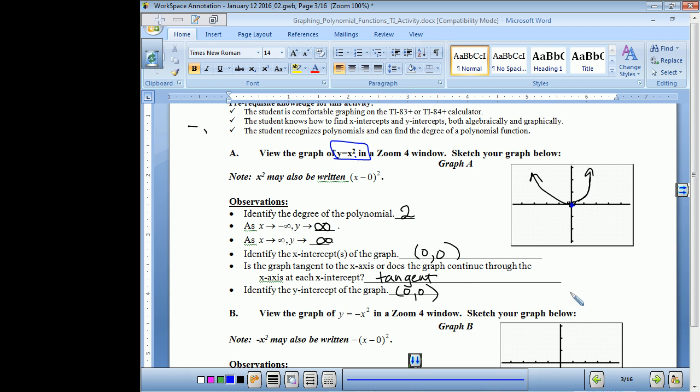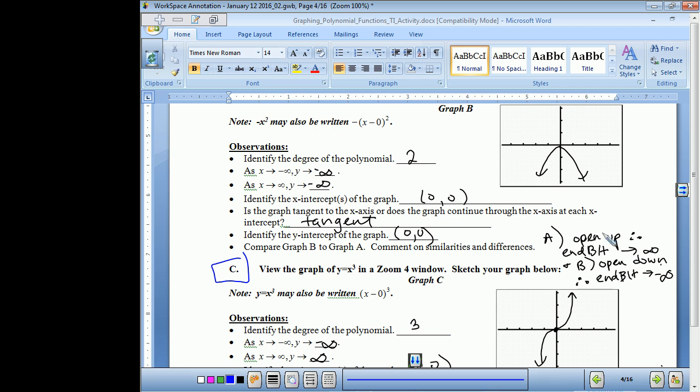Any questions? All right. Okay, so the next one, all they did was make it negative. So all the negative did was reflect it over the x-axis. It's still a degree of 2, but this time our end behavior is approaching negative infinity. The x and y intercepts did not change and it is still tangent.